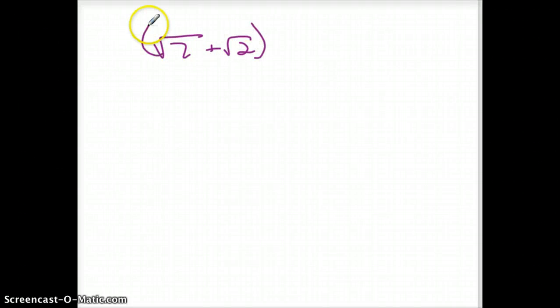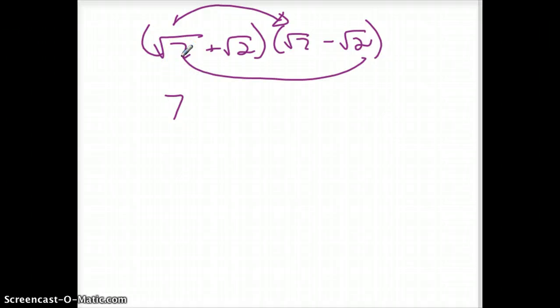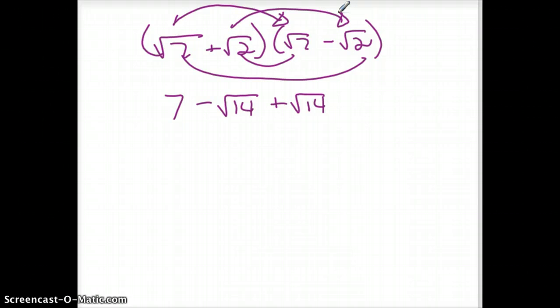So let me get a new fresh paper there, but I have root 7 plus root 2, the quantity, times root 7 minus root 2. Again, I'm going to start doing distributive property. So root 7 times root 7, I know that's just 7. Here, root 7 times negative root 2, that's going to be a minus root 14. Here, root 2 times root 7, that's going to be a plus root 14. And here, root 2 times the negative root 2, that's going to be a minus root 4, which is just 2.